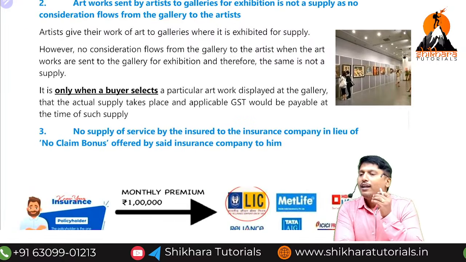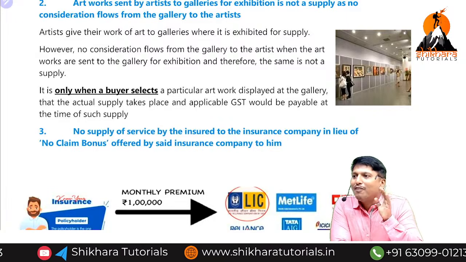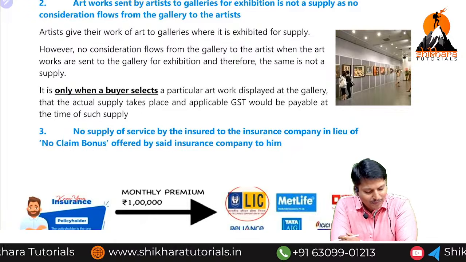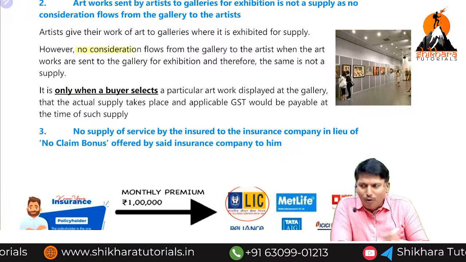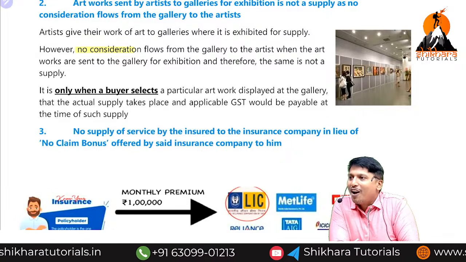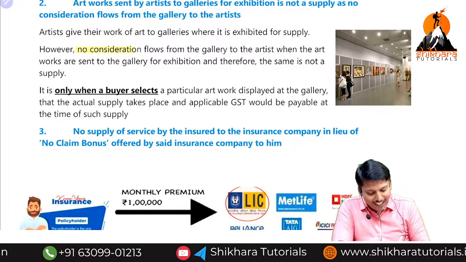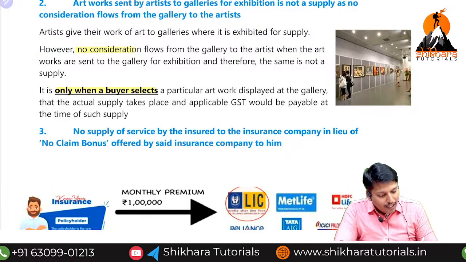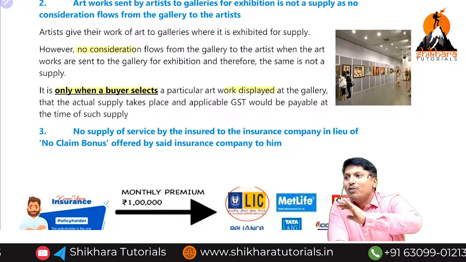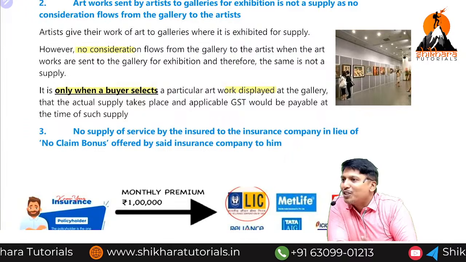Artworks. An artist painted some pictures and sent them to an art gallery for exhibition, to show off his artwork. Is it a supply or not? Not a supply. Why? There is no consideration flown. But if one person selected an art piece and paid rupees 1 lakh, then it is a supply. There is a consideration and there is a supply. One buyer selected a particular artwork, then GST to be paid. When artwork is displayed in an exhibition, it is not a supply, because no consideration has moved.